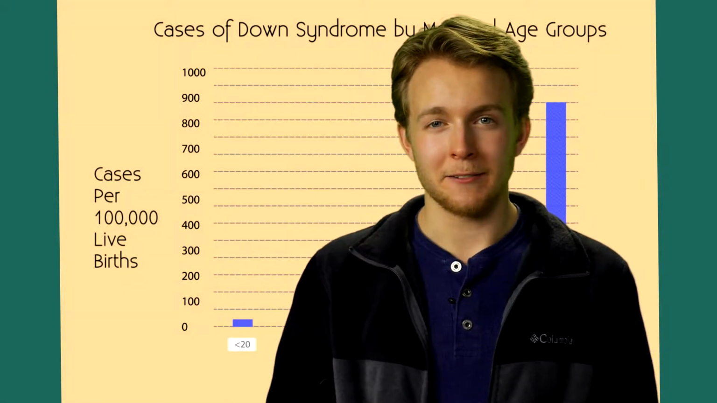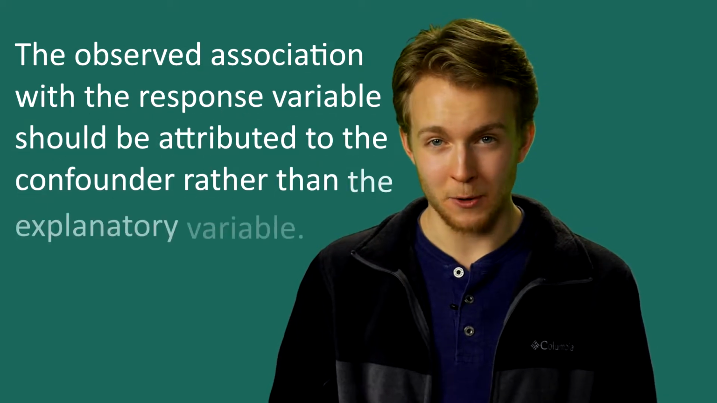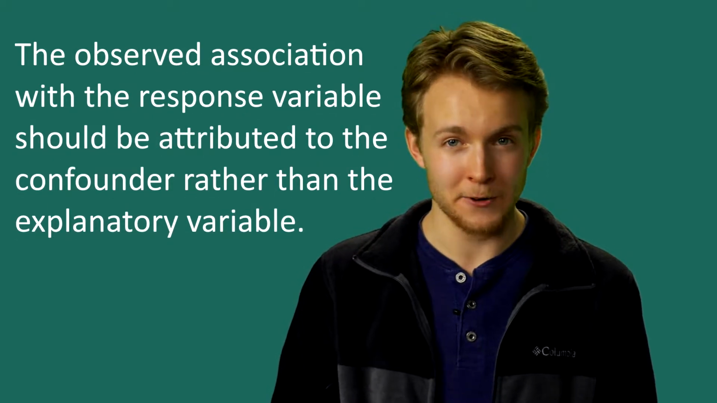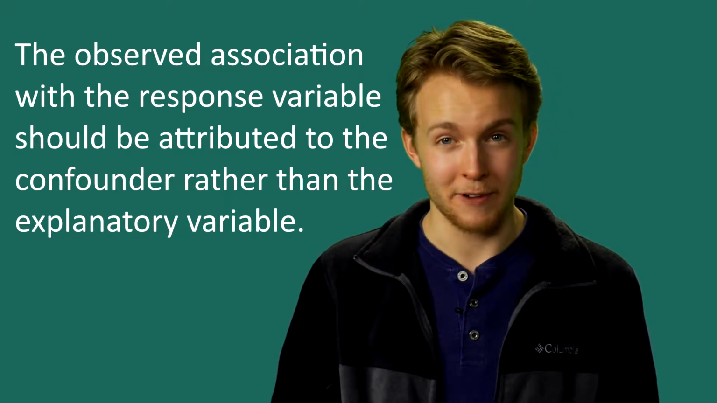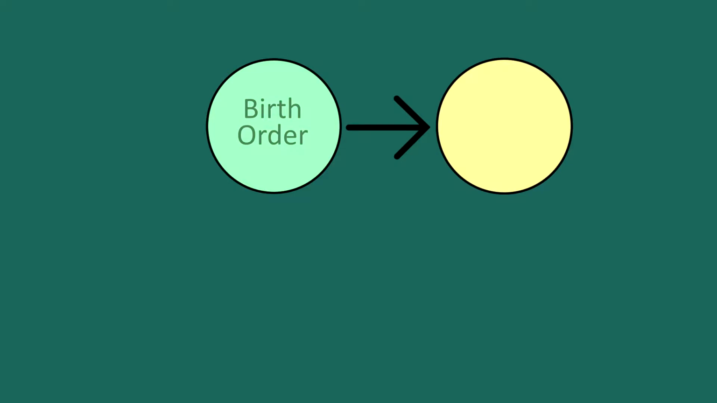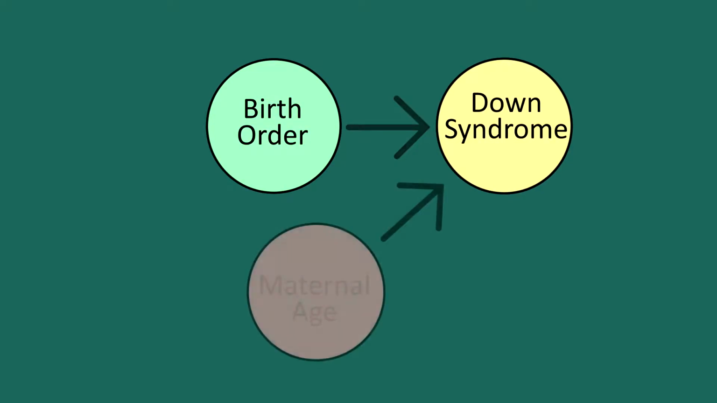Remember, in the case of a confounding variable, the observed association with the response variable should be attributed to the confounder rather than the explanatory variable. We test for confounders by including these third variables, or fourth or fifth, in our statistical models that may explain the association of interest. In these examples, it's possible that the association between a child's birth order and risk for Down syndrome could be confounded by maternal age.